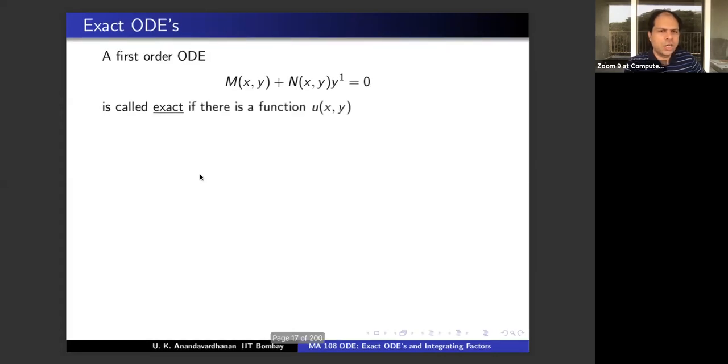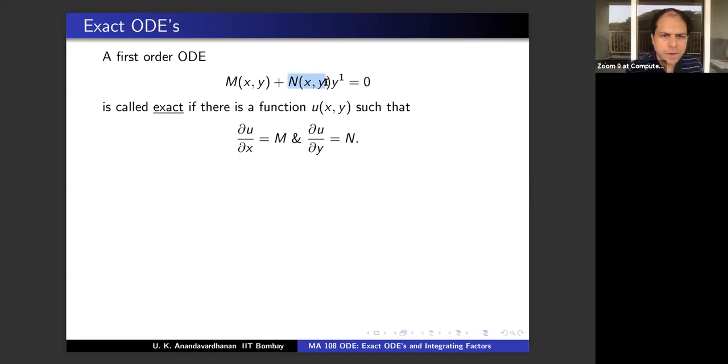There is a function u of x y. So this is a function of two variables, nicely differentiable, etc. For multivariable functions, you have partial derivatives, right? You can take derivative with respect to x and derivative with respect to y. So you can consider del u by del x and del u by del y. And exact, the definition is del u by del x is your first coefficient, m of x y, and del u by del y is your second coefficient, n of x y. Is the definition clear?